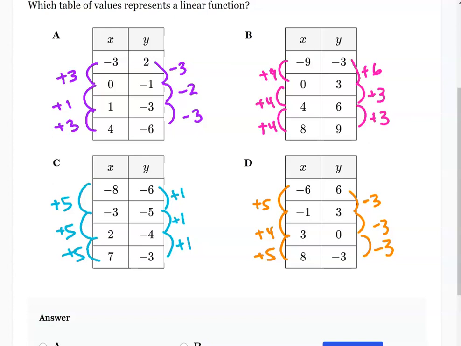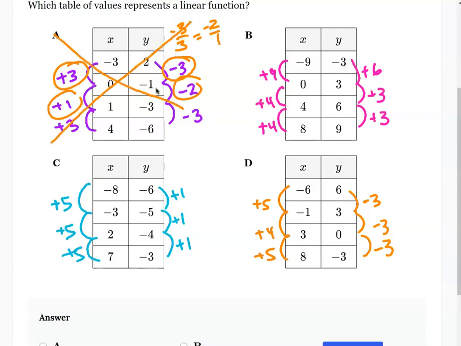Okay, so I went ahead and wrote down the change in all of the y values and the change in all of the x values. And now I'm going to look at my fractions here to see what we've got. In letter A, I've got -3/3 and then -2/1. These are not a match, so that is not linear.